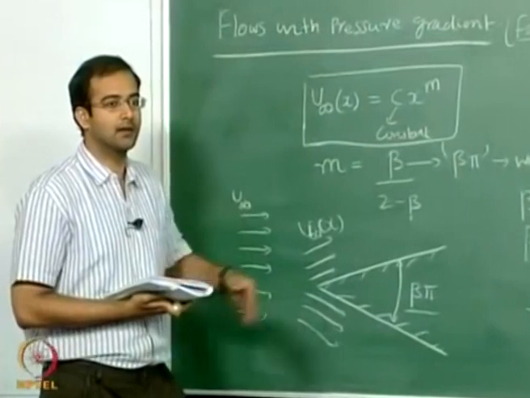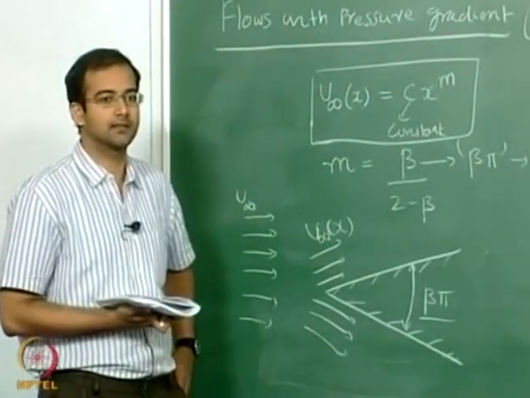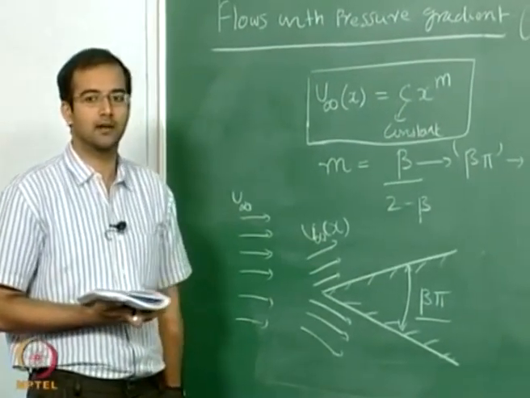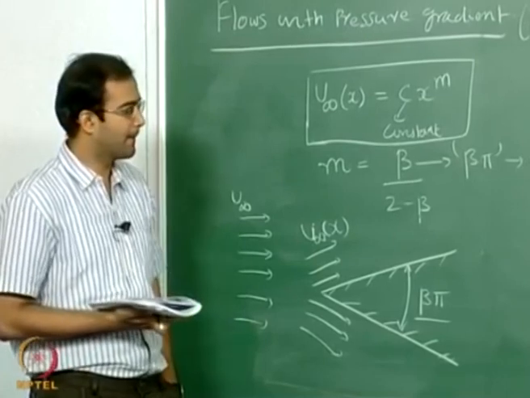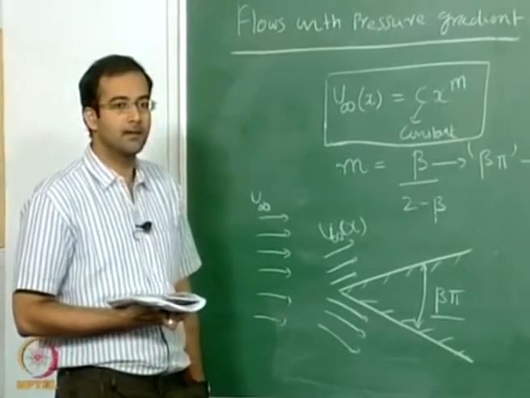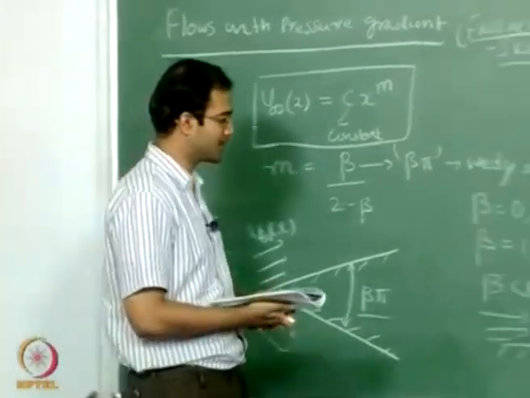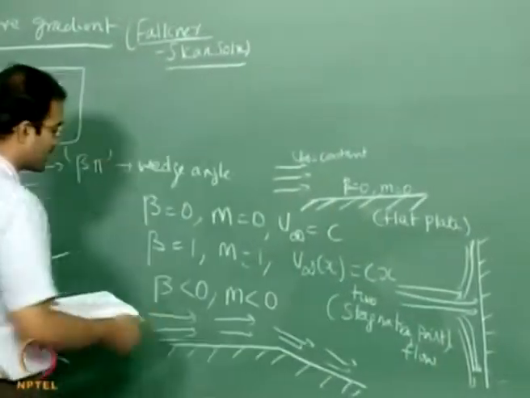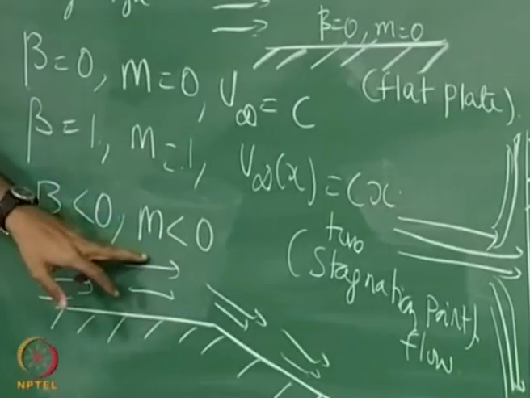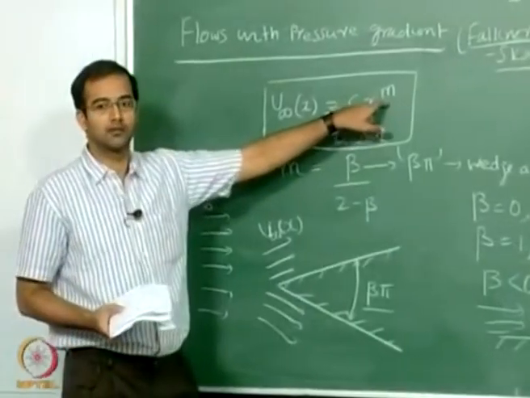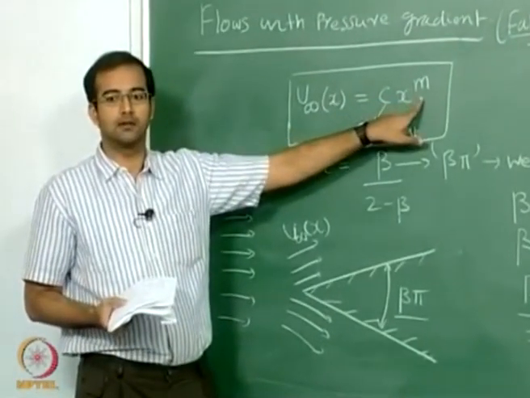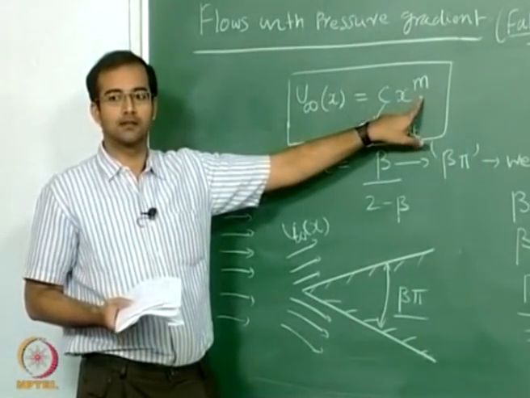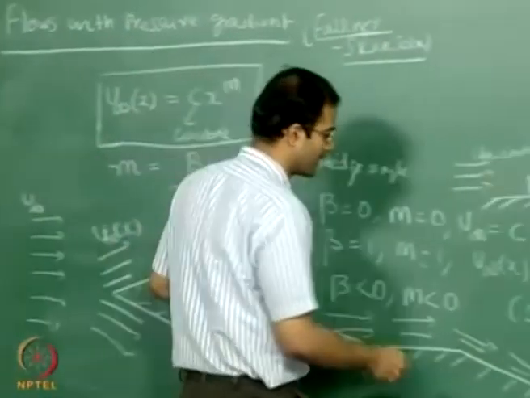So what kind of a pressure gradient is it here? Is it a favorable pressure gradient or an adverse pressure gradient? This is an adverse pressure gradient, because why? Your m is less than 0, so your velocity has to decelerate, correct. So this is an adverse pressure gradient flow.